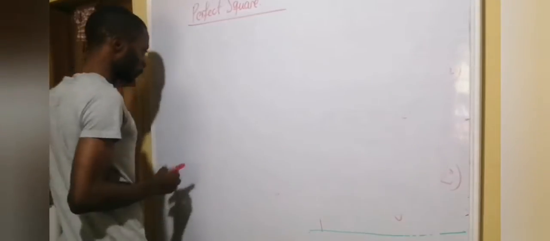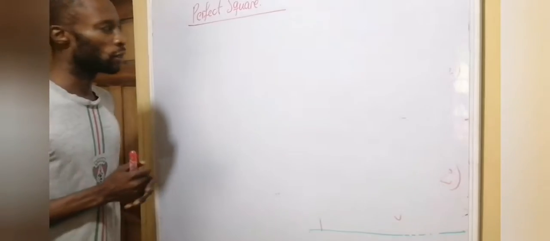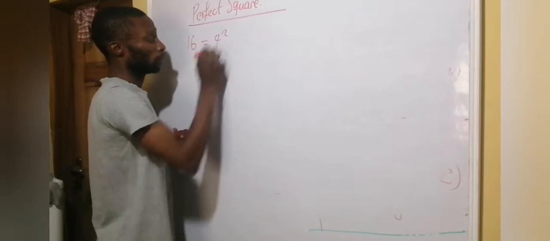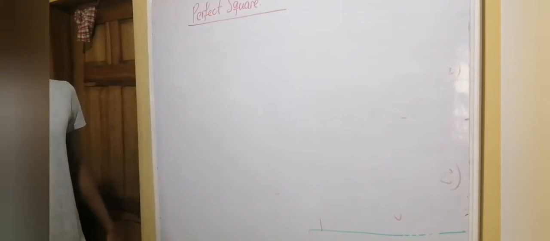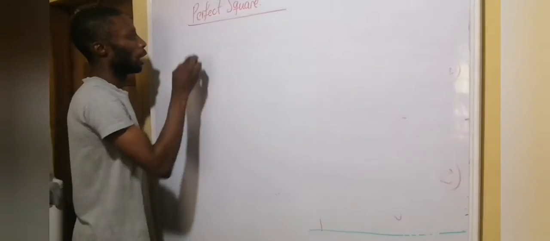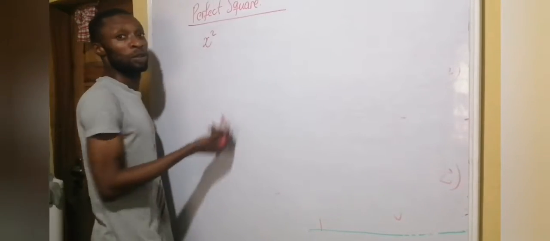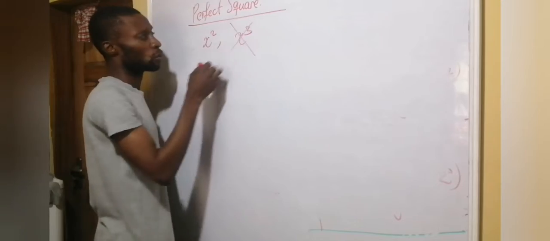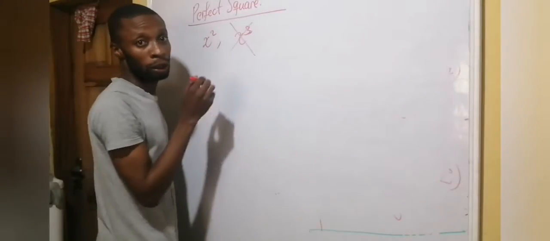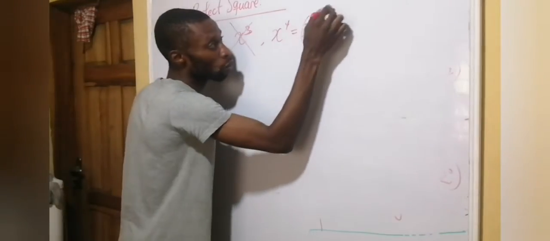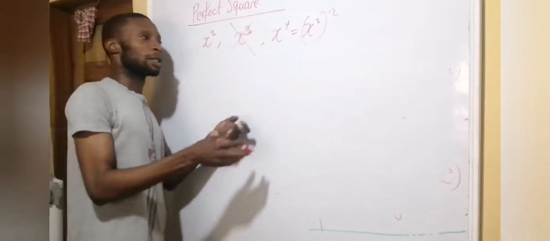Perfect square. In perfect squares, it's very simple. 16 is a perfect square, that's 4 squared. So in perfect squares, we want to talk about quadratic expressions that are perfect squares. For example, x squared is a perfect square. x cubed is not a perfect square because the 3 is not even. But x raised to power 4 is a perfect square, which is the same thing as x squared all squared. So even powers are perfect squares.